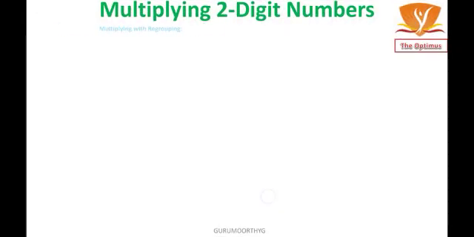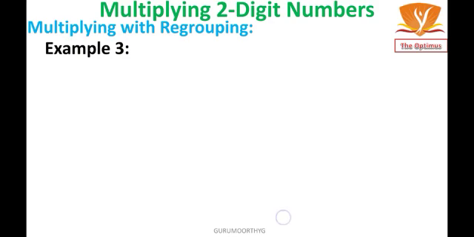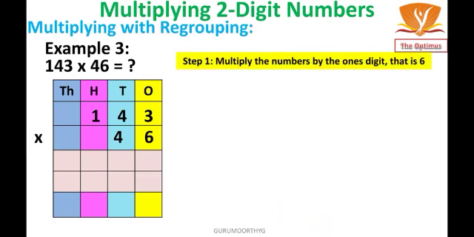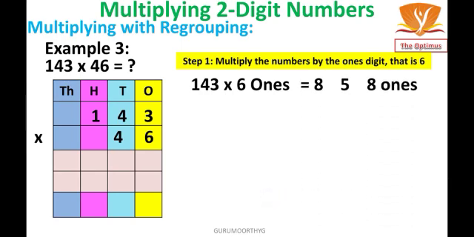Next, one more example for you. 143 into 46 equal to what? Yes, I am going to represent in place value chart. 143 into 46. I am going to solve step by step. Step 1. Multiply the numbers by the ones digit. That is 6. 143 into 6 ones equal to 858 ones. In this 858 ones, I am going to write in row 1.